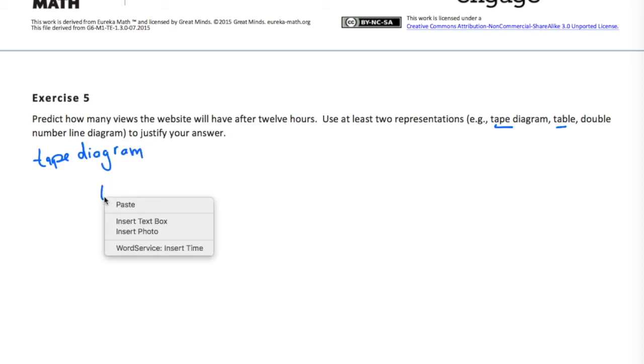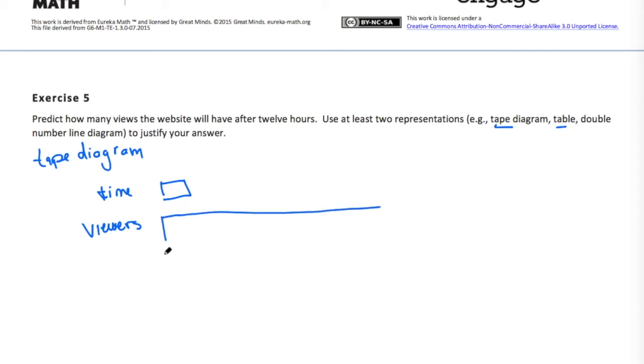So if we thought about our ratio, we have a ratio of time to viewers. Well, we know from earlier that our ratio was 1 to 12, or 12 to 1. So 1 hour goes with 12 viewers. So try to make this as best I can. So I'm going to break this up into 11 lines. 2, 3, 4, 5, 6, 7, 8, 9, 10, 11. So that's our ratio of 1 to 12. So I've got 1 box to 12 boxes.